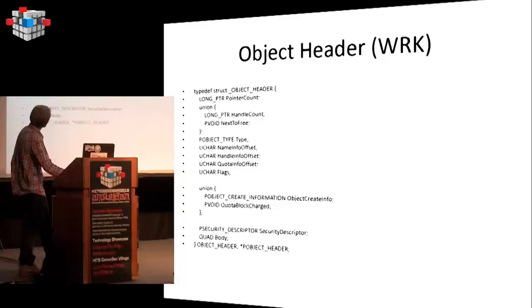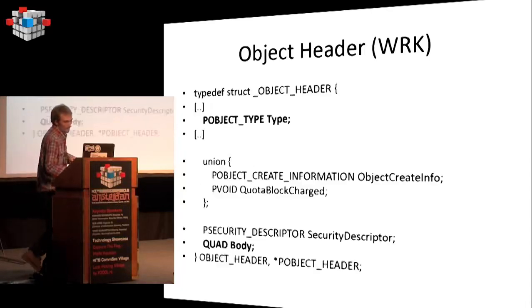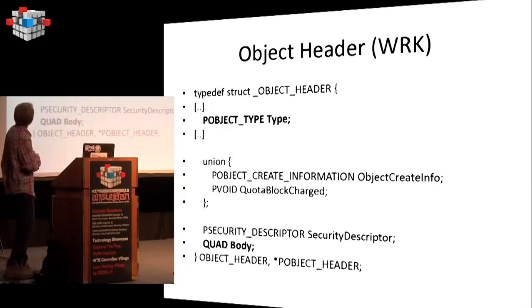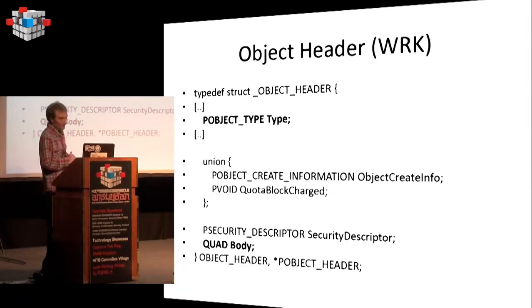So there is a definition of the object header from WRK, to show you the most interesting fields. So there are types of objects.